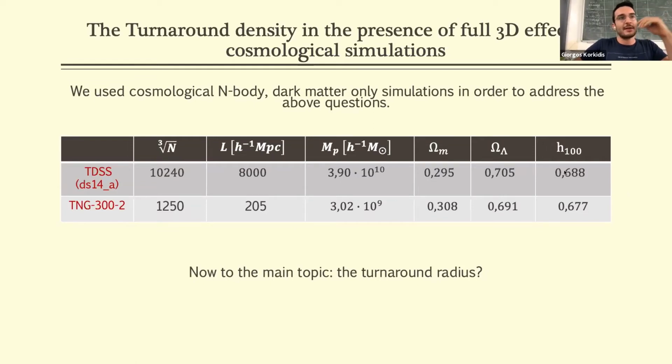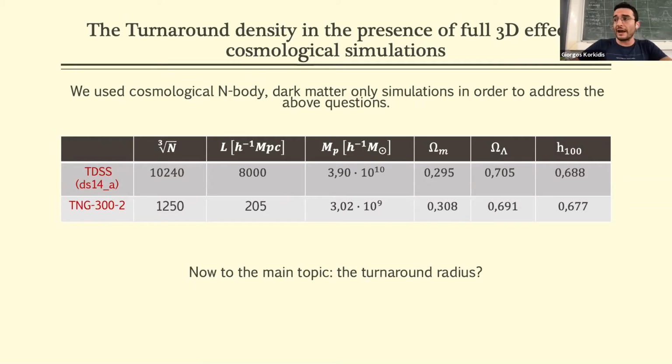This analysis has been made for many simulations, but in this work I present two of them. One is the Dark Sky simulations, which simulate a universe of 8 gigaparsecs. It is a lambda CDM simulation. Both are lambda CDM. And another one, which is the Illustris TNG simulation, which simulates a smaller box of 200 megaparsecs with a slightly higher resolution.